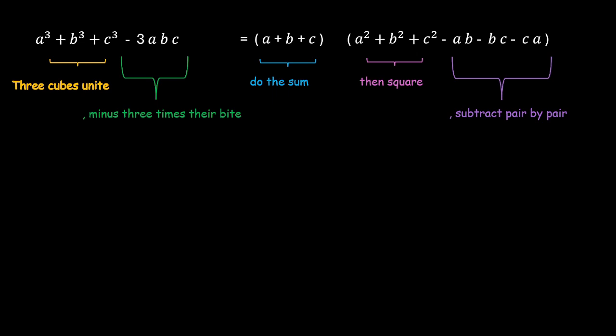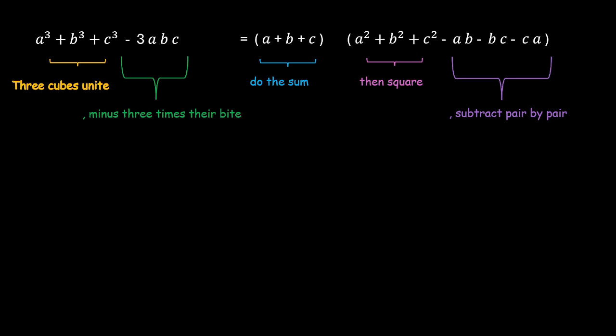So you can maybe just revise it 2 to 3 times. Close your eyes and then try to recall it. 3 cubes unite minus 3 times their bite. Do the sum, then square, subtract pair by pair. And I can just assure you that you'll learn it in no time.